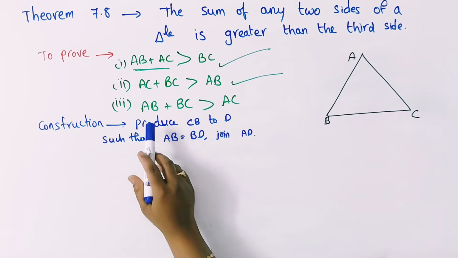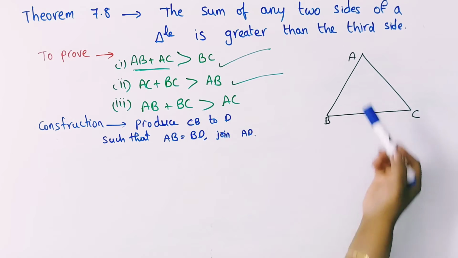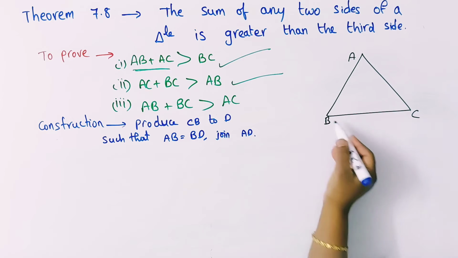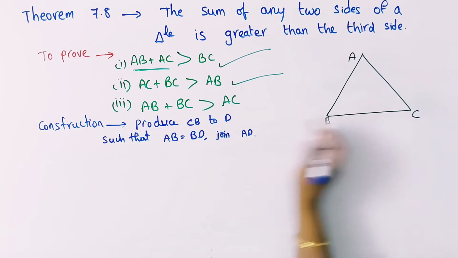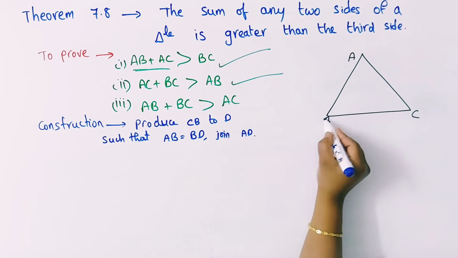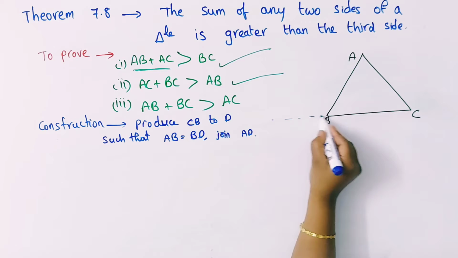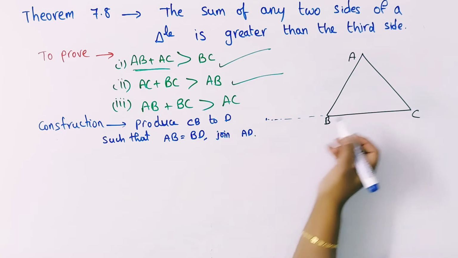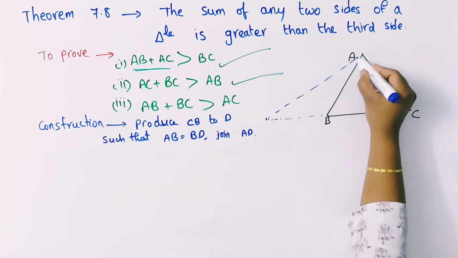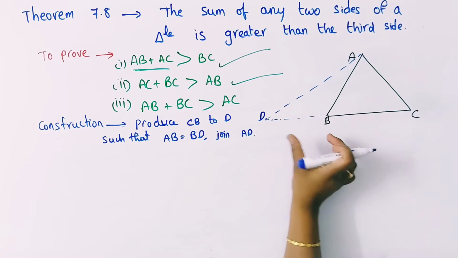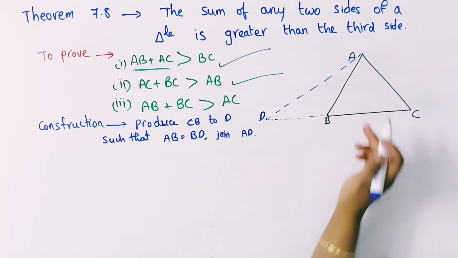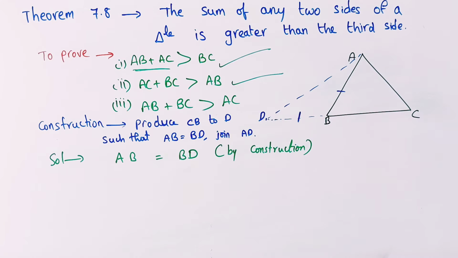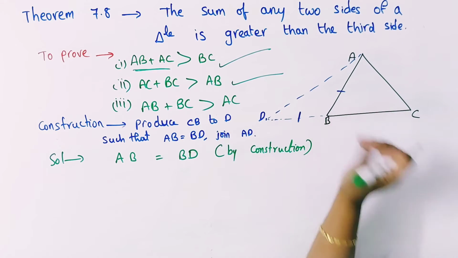Third one, we need to prove that AB plus BC is greater than AC. That means the common point is this one. Always we need to extend the base side. So produce CB to D, children. Right? And here we need to join AD. So this point is D and they said AB equal to BD. Right, children? We know that AB equals BD by construction, children.